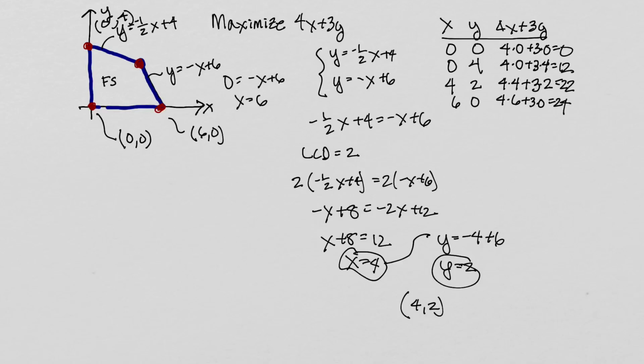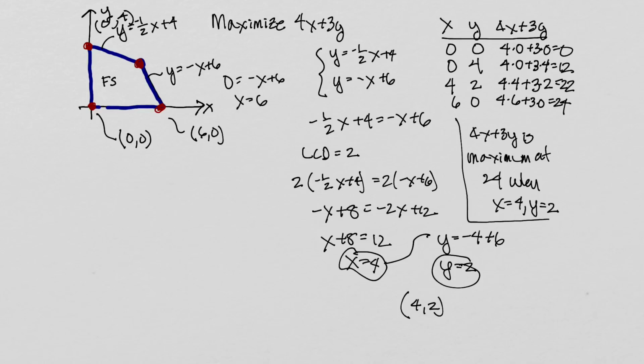And we can see that the maximum value of all of these points is right here at that 24. So let's claim now that 4x plus 3y is maximum at 24 when x equals 6, y equals 0. And we'll write our conclusion like that.